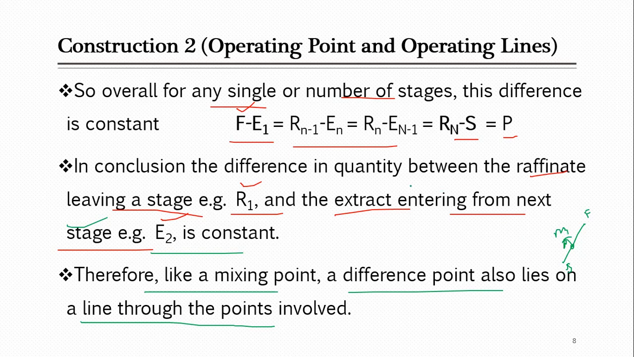Similarly, all the points which are applied in the P equation will also lie on some line. It is not necessary that all of them lie on one line, because they are different compositions, so they will be at various points. But if I just take F, E1 and P, these three, F minus E1 as well as P, you can see there are three points: one is F, another is E1, another is P. So F, E1 and P will lie on the same line.